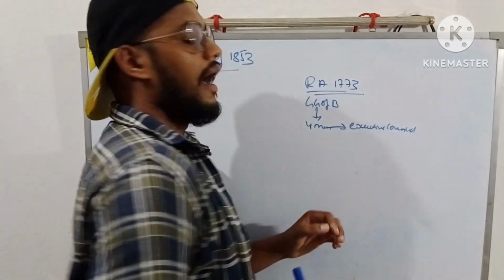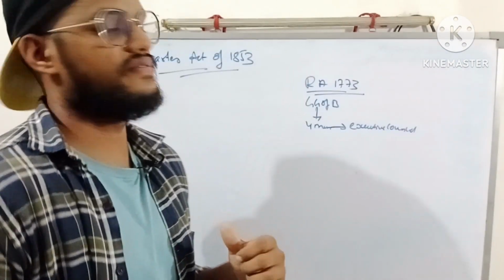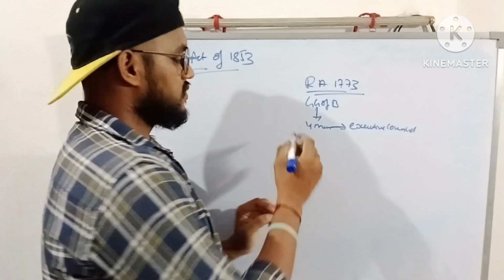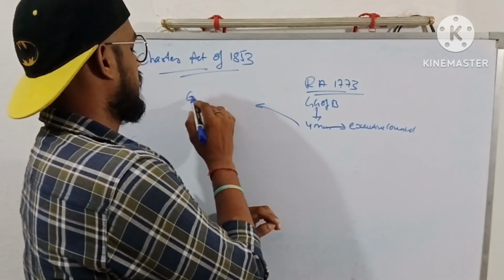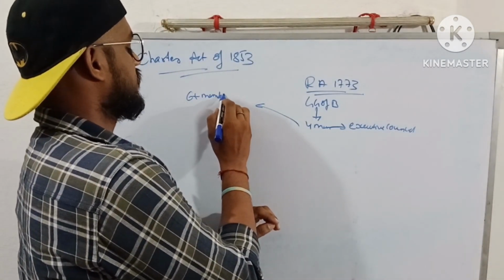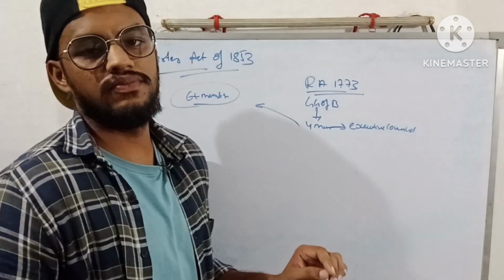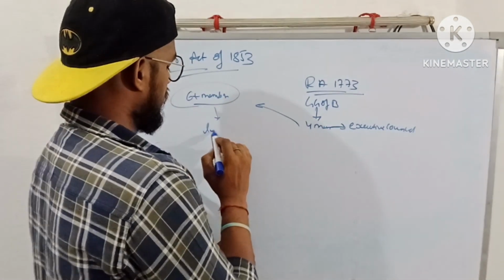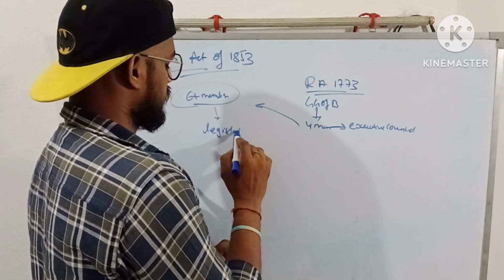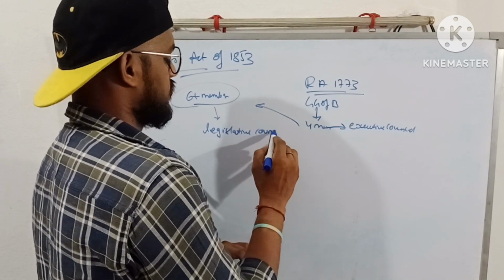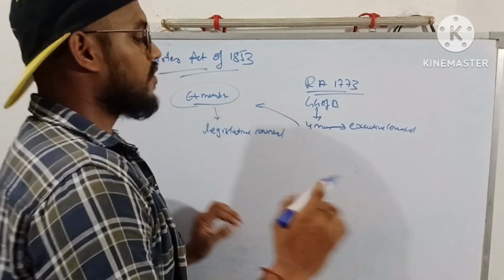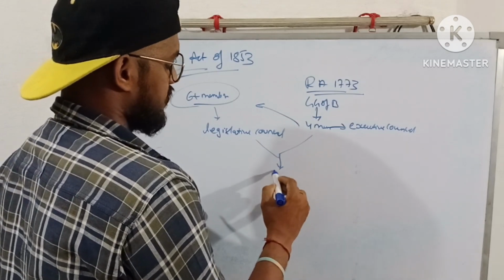Those members were called as the Executive Council. In Charter Act of 1853, along with these four members, six more members were added. These six more members were called as a Legislative Council. So overall members will be 10.